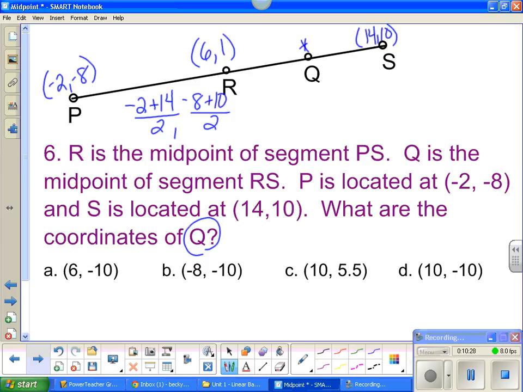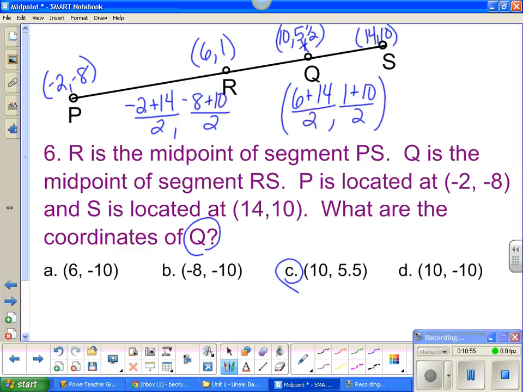So now I find the midpoint of R and S. So 6 plus 14 over 2, and 1 plus 10 over 2. 6 plus 14 is 20, and 20 over 2 is 10. 1 plus 10 is 11, and 11 divided by 2 is going to be 5.5. And so that answer is C.